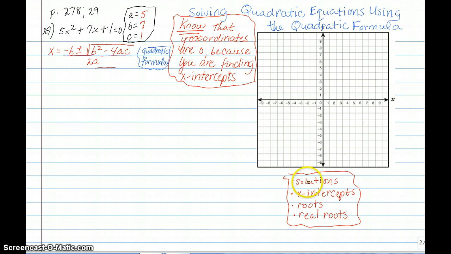Again, these first two are the more common ways of talking about it, and they are going to be your x coordinates. You already know your y coordinates because they're always 0. So all you're doing is finding those x intercepts. So let's substitute values now.